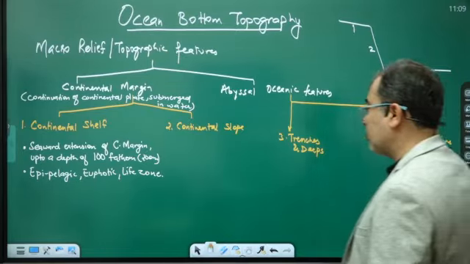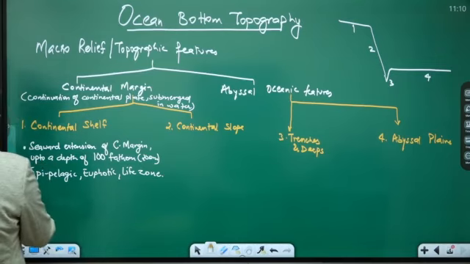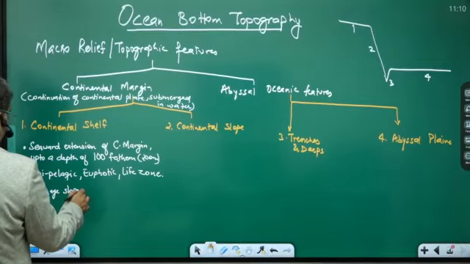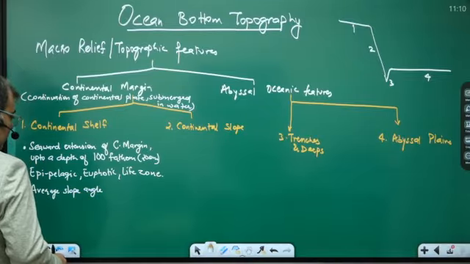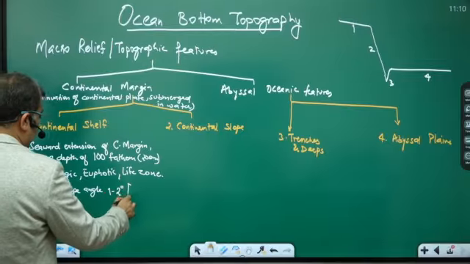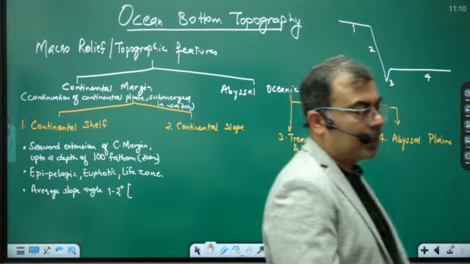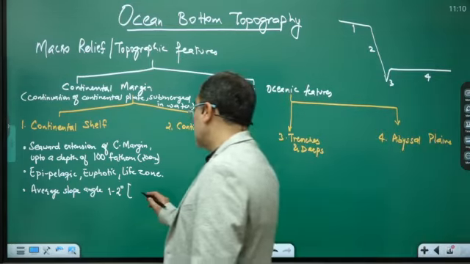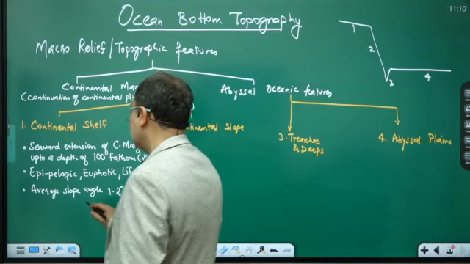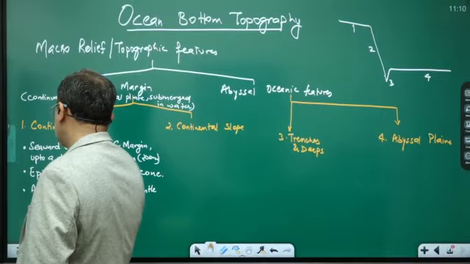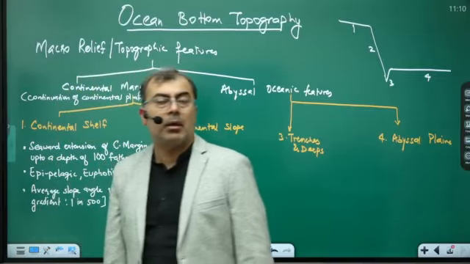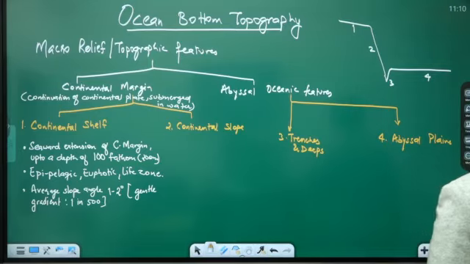उसके बाद its average slope angle, when we are talking about 1 to 2 degrees. 1 degree, 2 degree, very gentle sloping. It is gentle sloping. Gentle gradient 1 in 500. Gentle gradient 1 in 500.